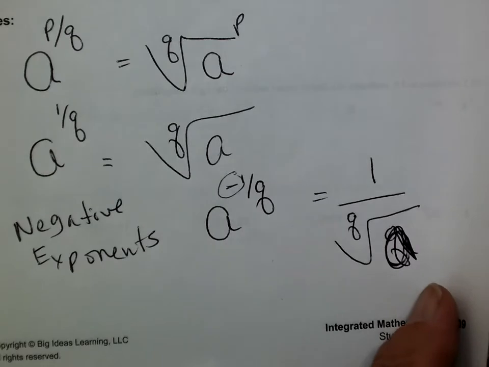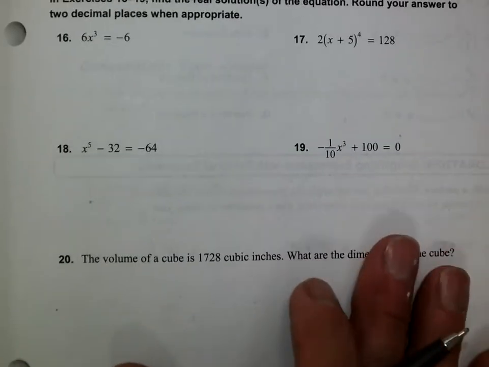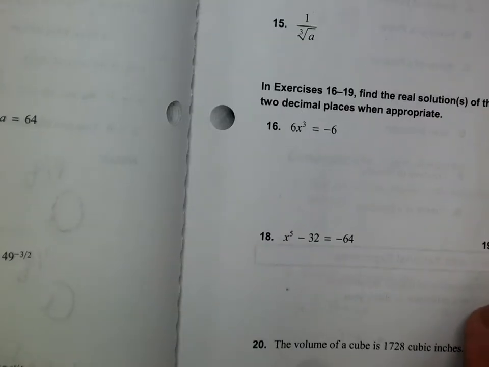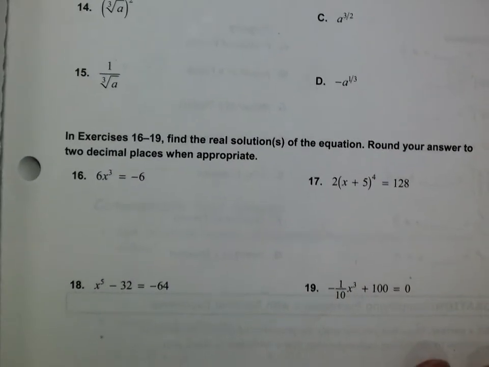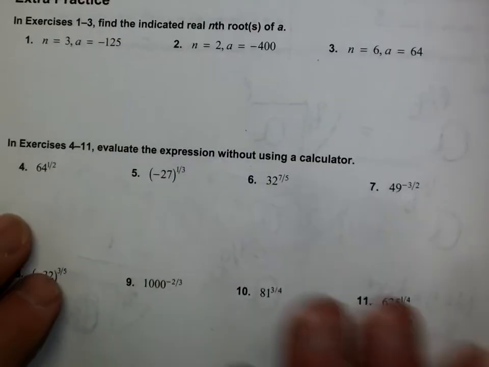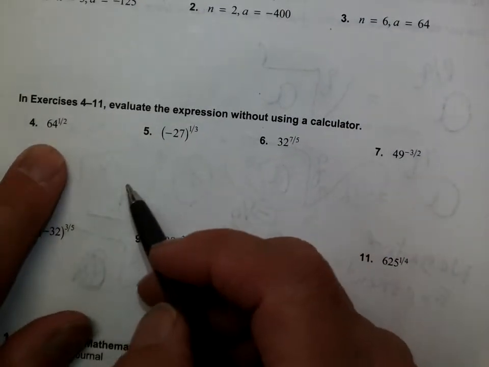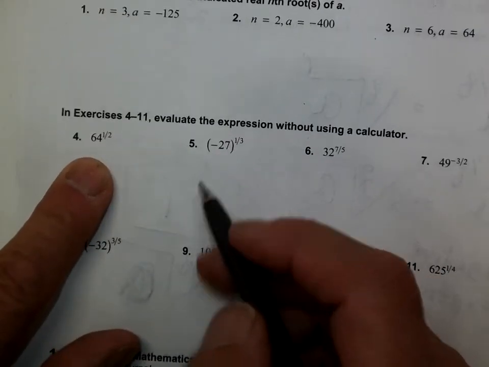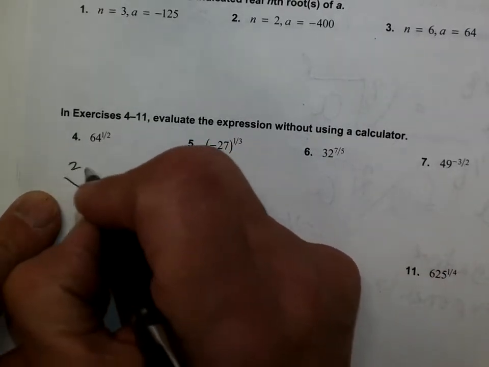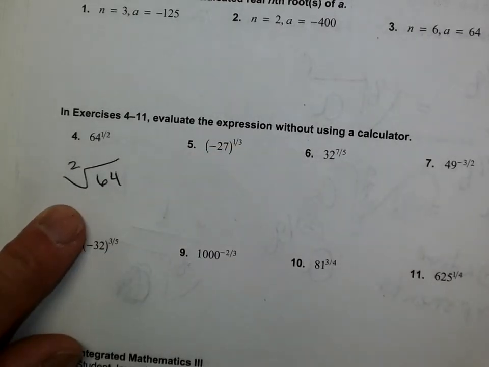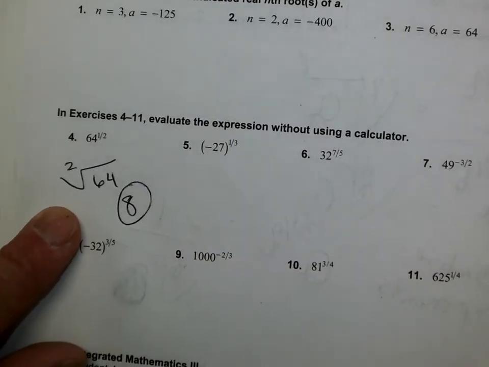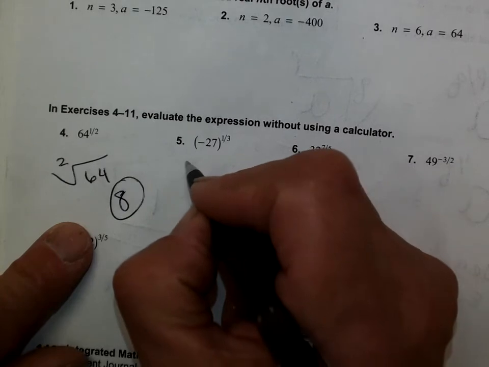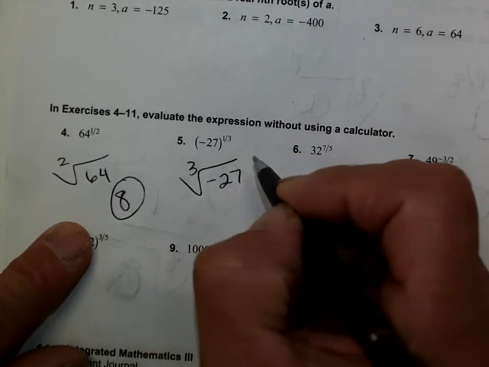Okay, let's turn the page and see if we can see some examples, okay? I don't see very many negatives, but they've got them in here. Well, they're not giving me a good negative exponent, but that's okay. We'll do a few of these, okay? 4. What's the answer? Well, 1/2 means square root of 64, right? Thank you, TJ. Aren't you guys glad TJ's here? I am too. Square root of 64? Okay, 5. Cube root of negative 27.